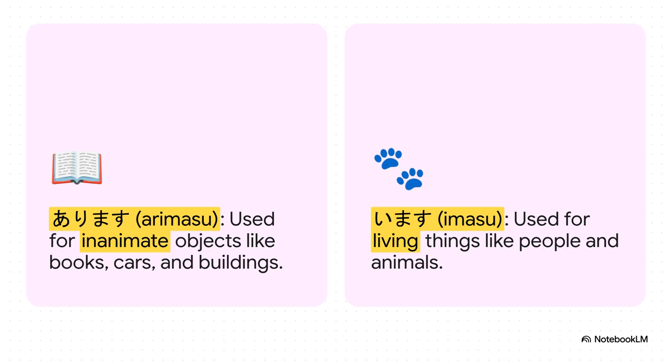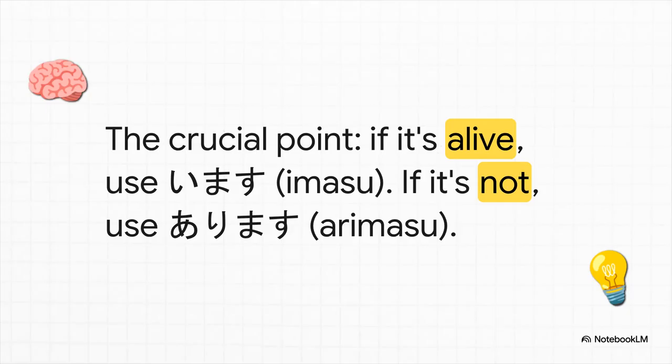For anything that's an inanimate object, books, cars, buildings, you're going to use arimasu. But for living things like people and animals, you have to use imasu. So here it is, the one rule you really have to remember. If it's alive, if it has a heartbeat, use imasu. If not, use arimasu. That's it. This one simple idea is the absolute key to making your sentences sound natural and totally correct.